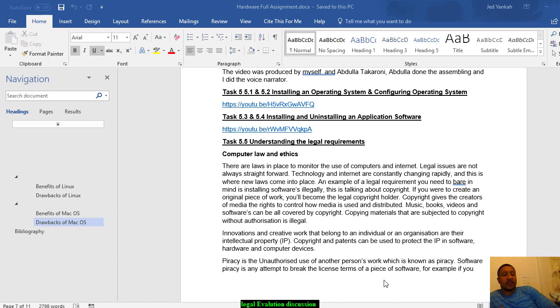So copyright gives the creators of media the right to control how media is used and distributed. For example, music, books, videos and software can all be covered by copyright. So the copyright organization will prevent unauthorized users from copying material that belongs to you.